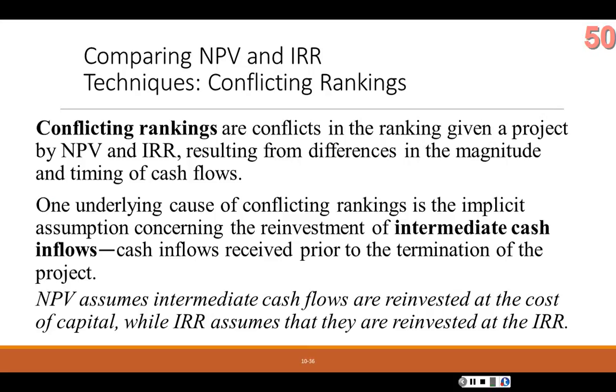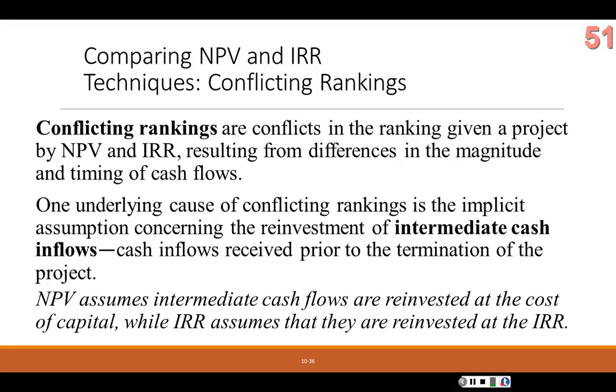So these rankings can conflict because of differences in the magnitude and timing of cash flows. The primary cause of these conflicting rankings is the assumption concerning the reinvestment of intermediate cash inflows. So the cash flows that you receive in the middle of the project, after you've already accepted it and before the project's over, the treatment of those intermediate cash flows is what causes the conflicting rankings. Net present value assumes that these intermediate cash flows are reinvested at the cost of capital.